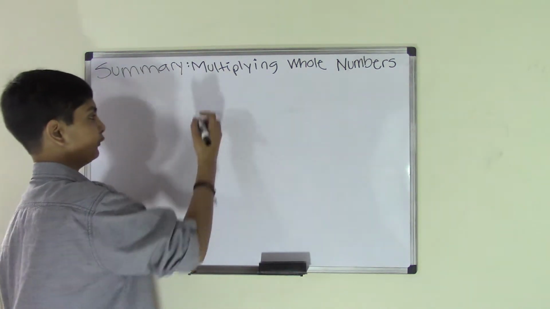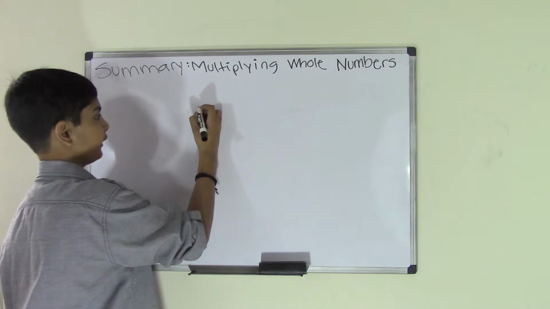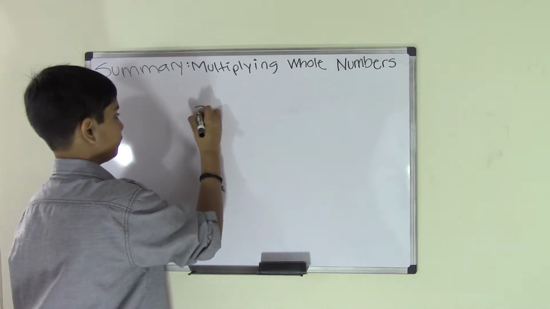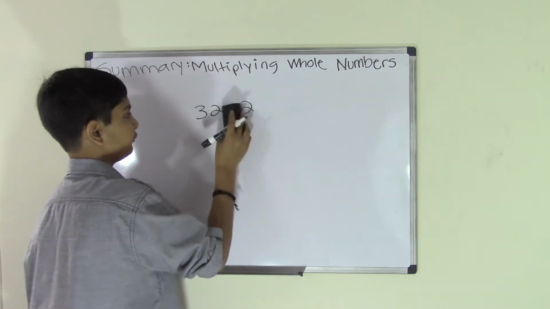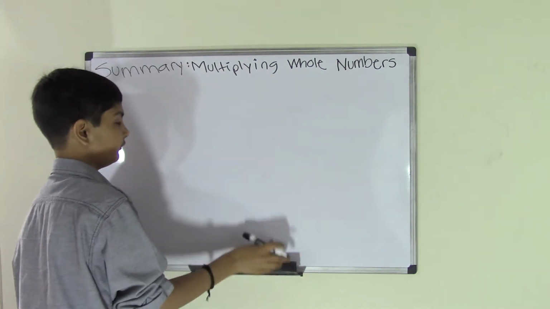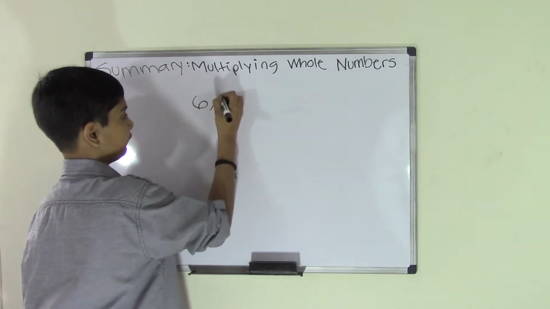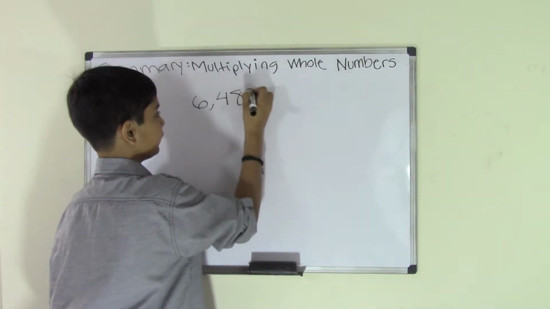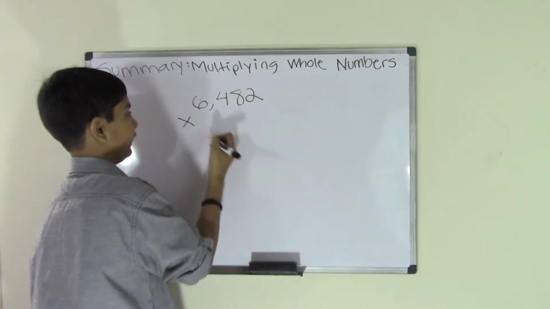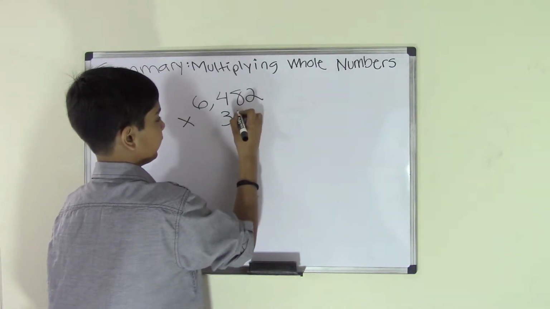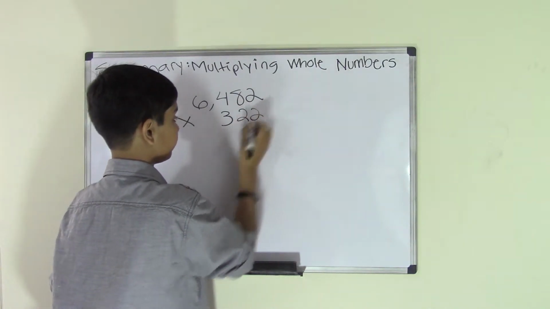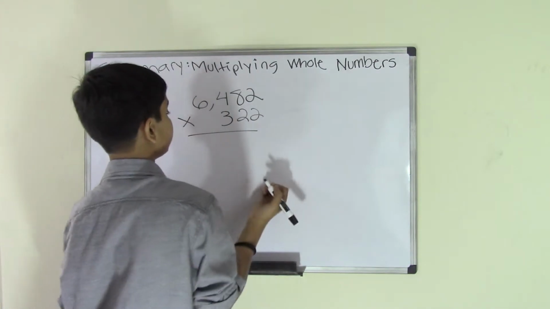This also brings us to our next chapter, which is multiplying large numbers. So let's do, for example, if we get a number like 3,212. Well, actually, we've done this in our previous video, so let's do 6,482 times 322. Okay, let's go ahead and do this.